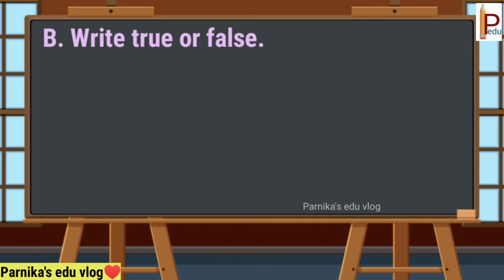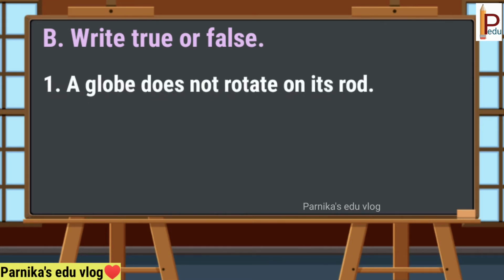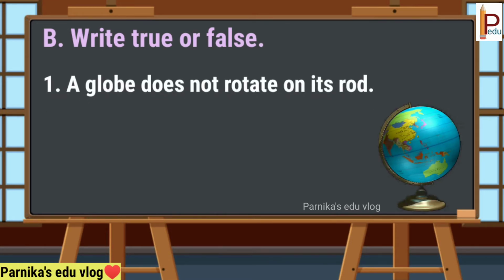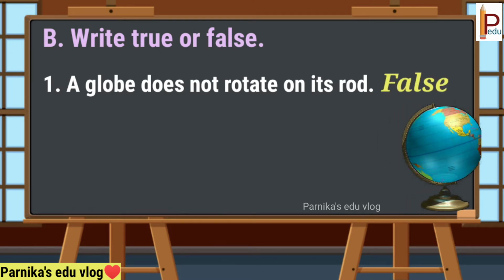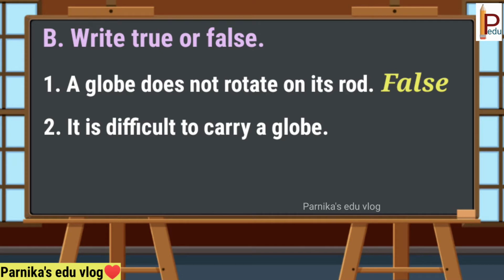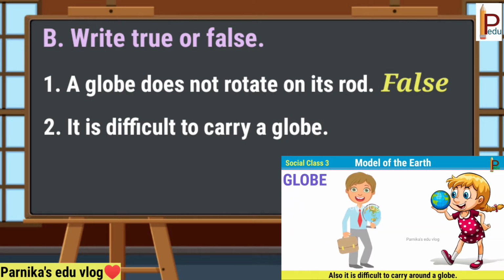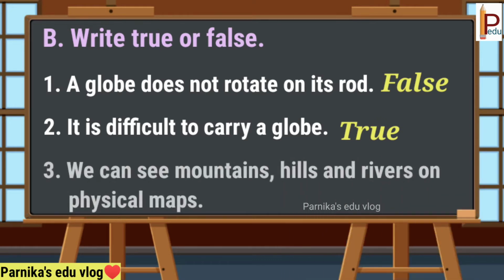Children, write true or false. First one, a globe does not rotate on its rod. It is a false statement. Second one, it is difficult to carry a globe. It is true.